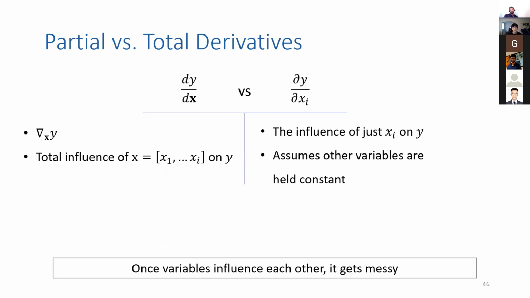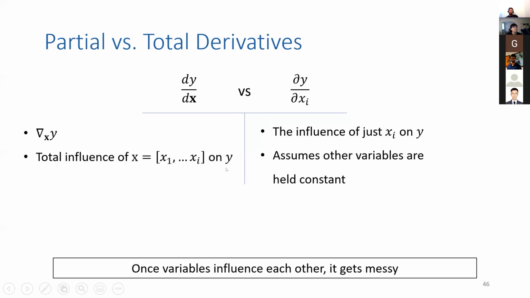This is actually something I wasn't 100% clear on before I took DL, the intuitive reason why there's a difference between partial and total derivatives. Thus far, the definitions we provided have been for what we call total derivatives or full derivatives, where you're looking at the impact of all the input variables on the output. This should be bolded, but it's the total influence of the input vector x on y, which would be the output value.